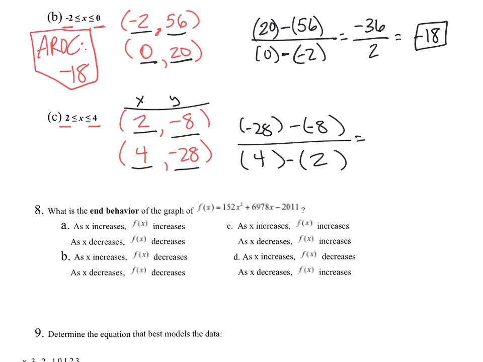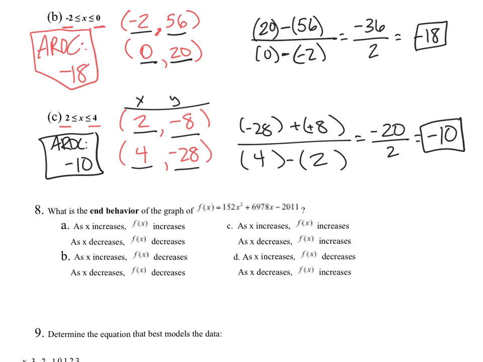So -28 minus a -8, so really that would be a plus. So -28 plus 8 would be -20. And then 4 minus 2 is 2. And -20 divided by 2 will be -10. Okay? So our average rate of change for this one would be -10. Okay?